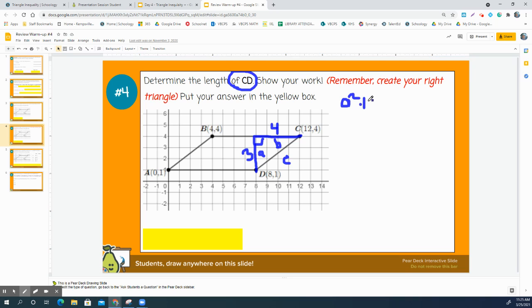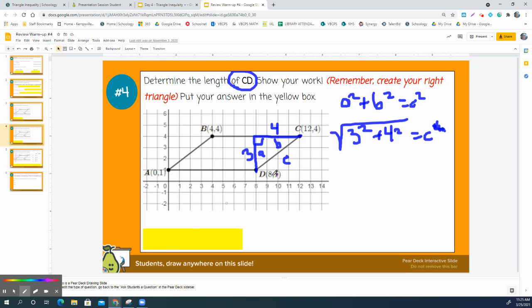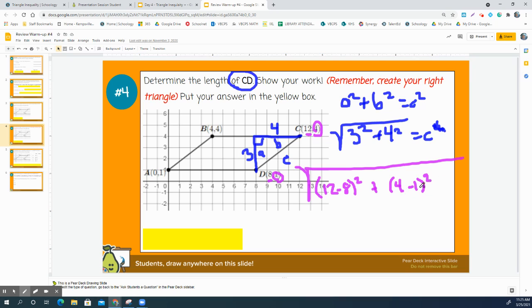Pythagorean theorem, A squared plus B squared equals C squared. So we're going to get 3 squared plus 4 squared equals C squared. You want to take the square root of that in order to get the C by itself, right? It's going to end up being 5, but look what happens if I do it the other way. If I use my points, because I saw a lot of this too, x minus x, 8 minus 12, or 12 minus 8, 12 minus 8 squared, and then 4 and 1, 4 minus 1 squared.